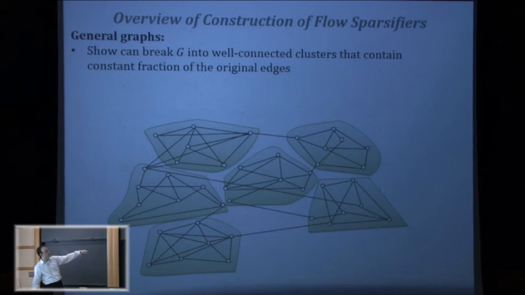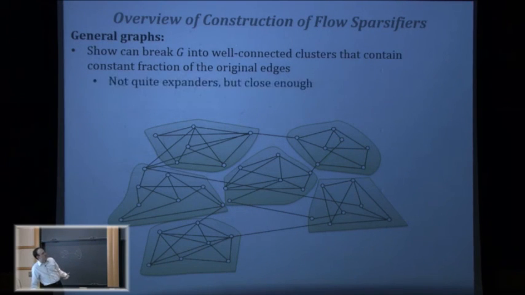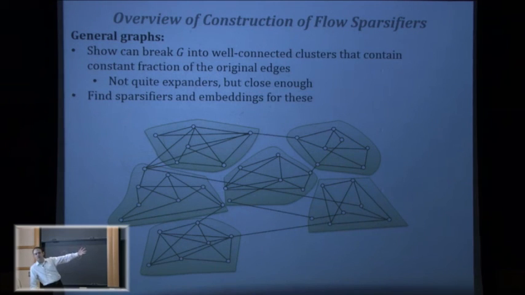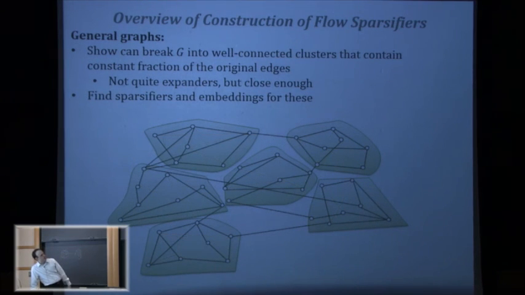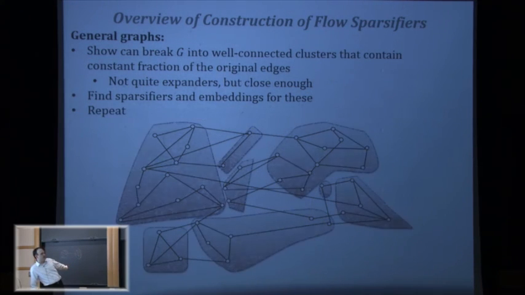And then on each of the well-connected components, you're going to find sparsifiers and embeddings because they're expanders and we're good at that. And now we've removed a constant fraction of the edges. And then we're just going to repeat. So we're going to take our new graph, then divide it up again, et cetera. And that's kind of the core of the flow sparsifier construction.